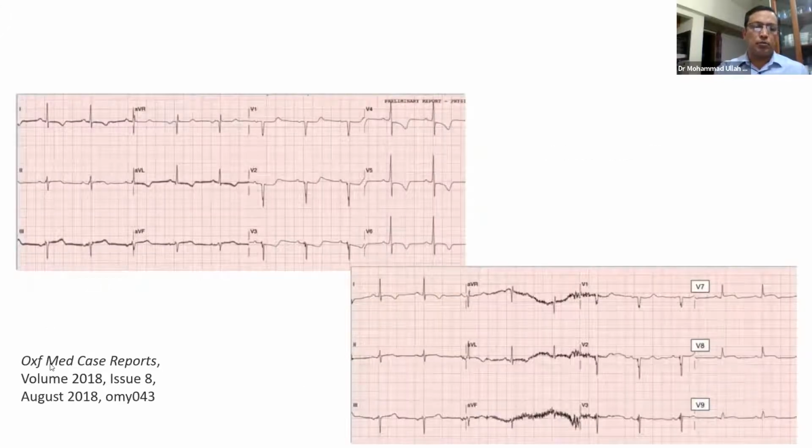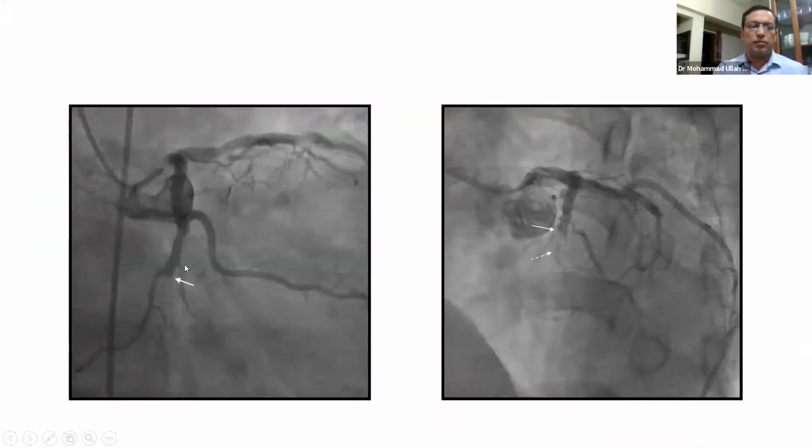This is a case reported in the Oxford Medical Case Reports forum, and this was the initial ECG of a patient with chest pain. There is ST depression, and they thought about posterior MI, as V7 and V8 show elevation. So their diagnosis was posterior MI, and they went for an angiogram for primary PCI. There is occlusion of the left circumflex artery, and there is also occlusion of the left anterior descending artery. So which one is the culprit lesion?